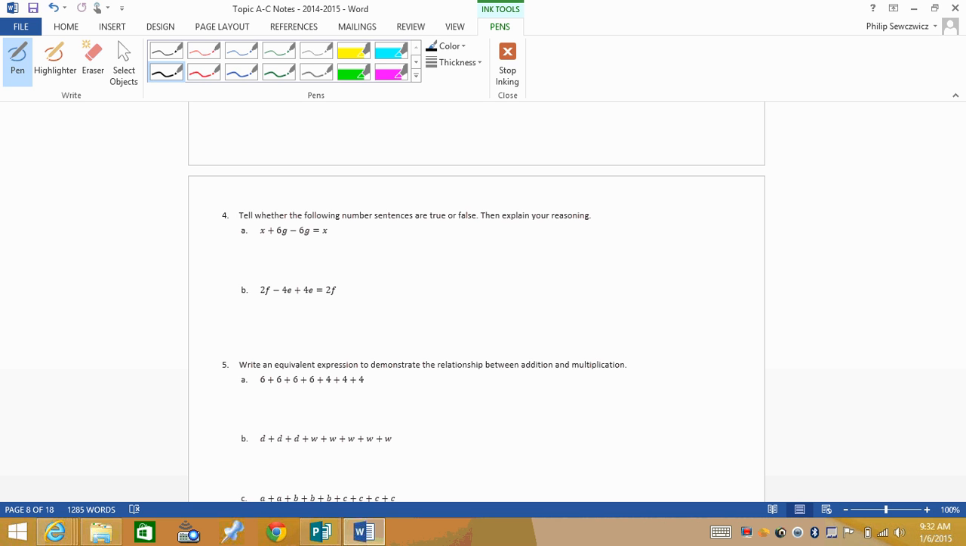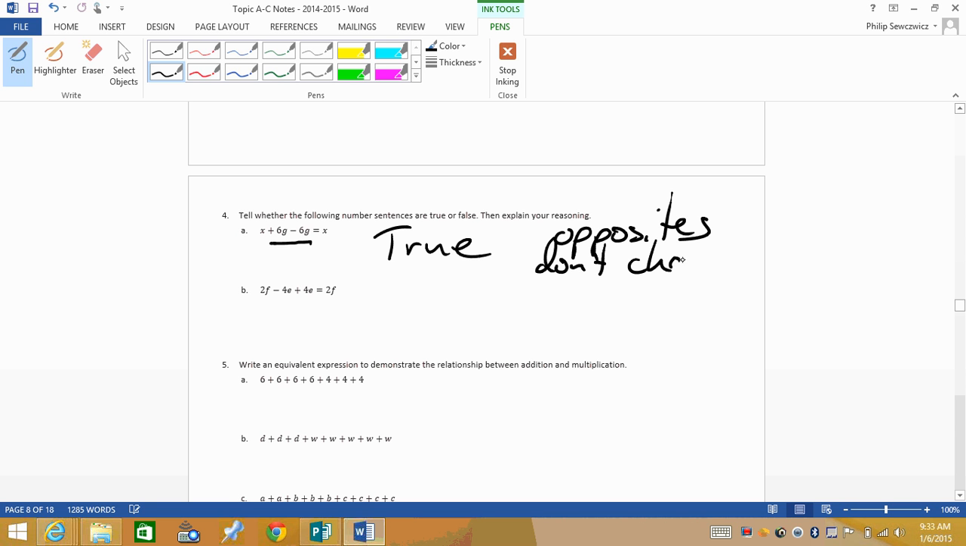So what we want to notice here is don't get all, oh my goodness, look at this. We are adding 6g and then taking away 6g. So they undo each other, so it's simply x. It is x, so it is true. Explain, and then you can say something like: opposites don't change the starting amount or the beginning value. A lot of different phrases we can say here. The main thing is when we do opposites, they knock each other out. They undo each other. So keep that in mind.